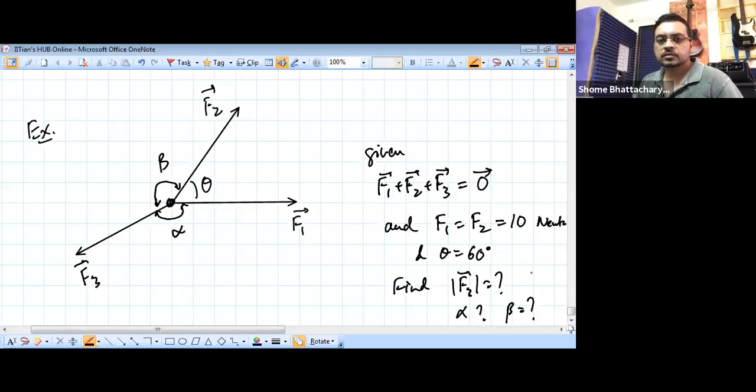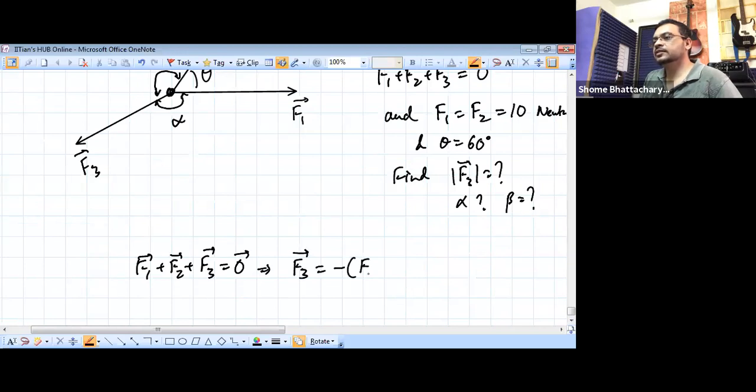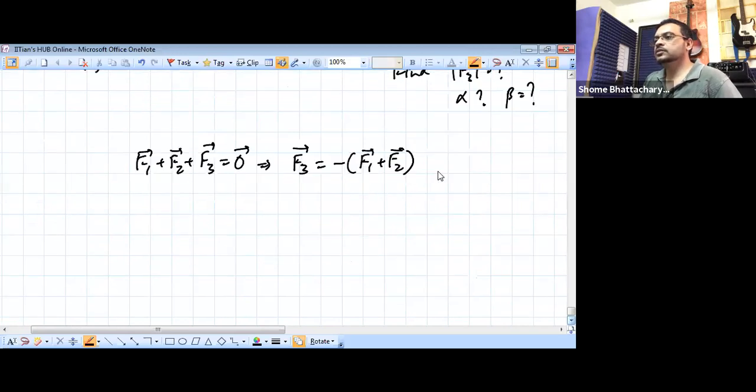Very good. That is correct. Alpha and beta will be symmetric. So here you can understand very easily that F1 plus F2 plus F3 is equal to 0 implies that F3 is negative of the vector F1 plus F2. Okay. So now let's just concentrate on this thing. If we concentrate on these two, F1 plus F2, you'll realize that they are forming a rhombus.